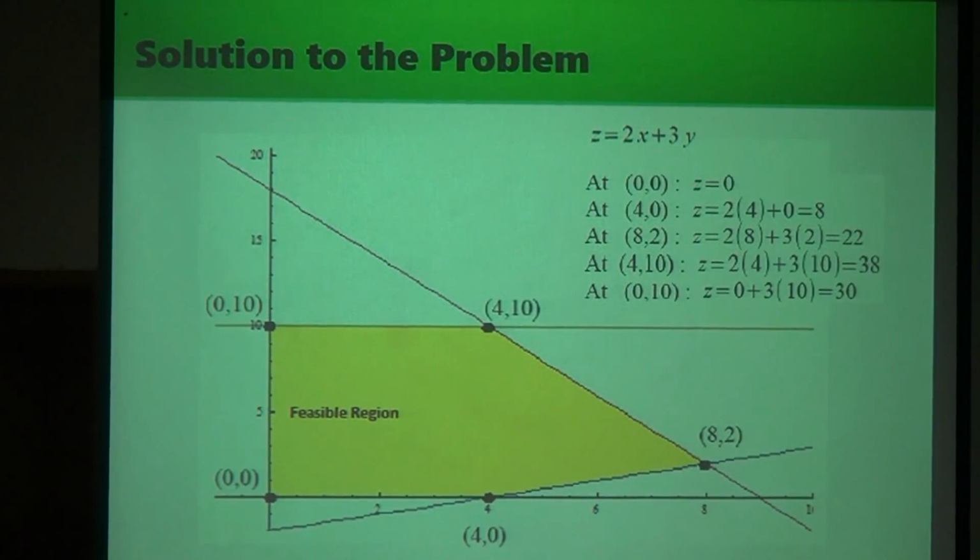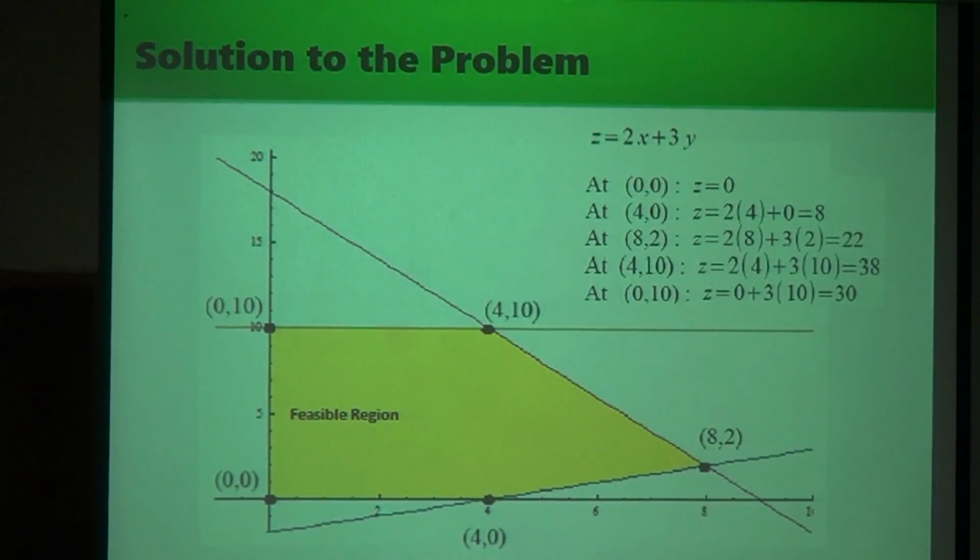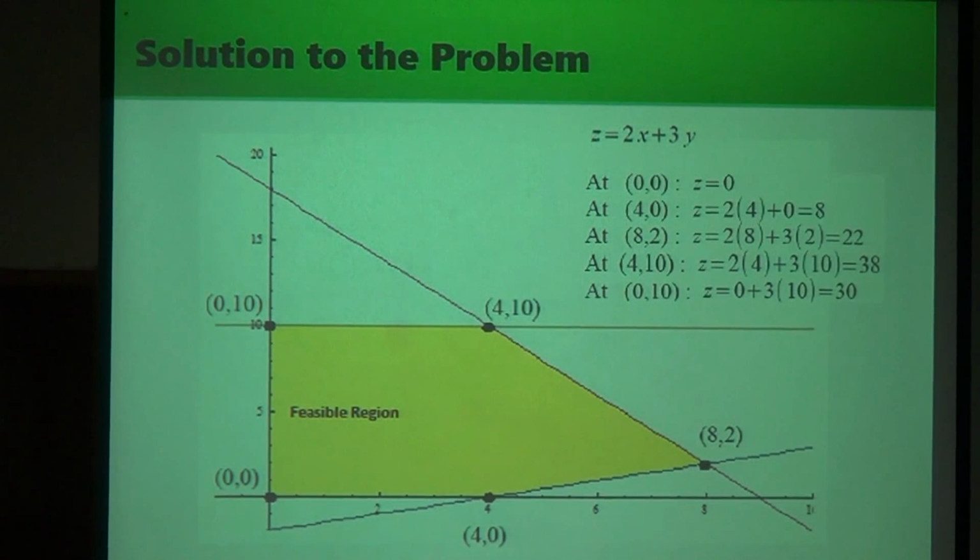So they know that the solution to the problem is you will have the maximum of z equals 2x plus 3y given the constraints. If your x is equal to 4 and your y equals 10, which gives you a value of z which is equal to 38.